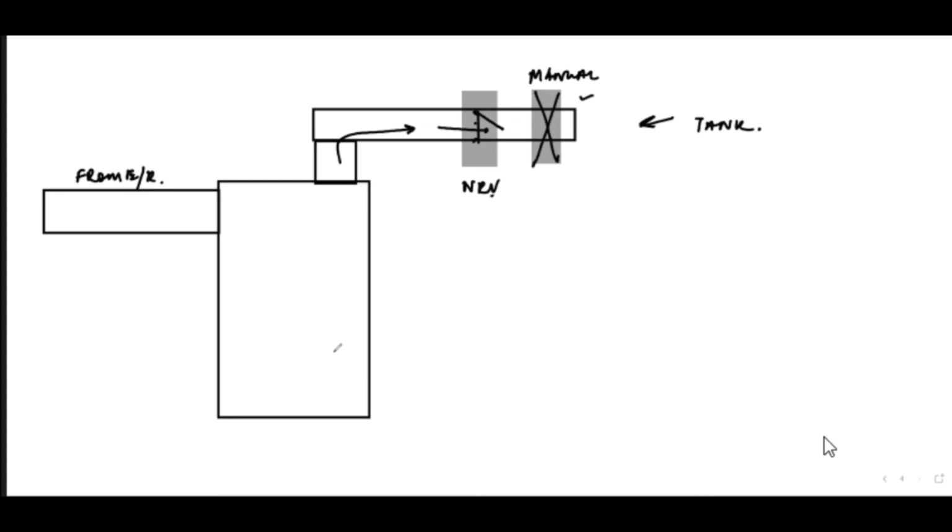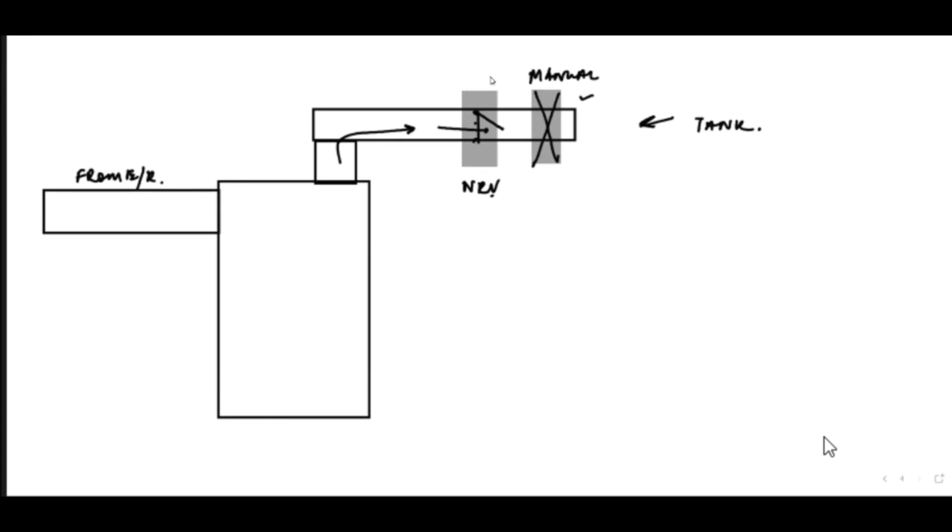So right now we are looking at the deck seal. After this, in the machinery space, there is also a second seal, the scrubber tower, but we will not look at that. Let us only look at the deck seal. Now deck seal is of three types: dry, wet, and semi-dry or semi-wet.